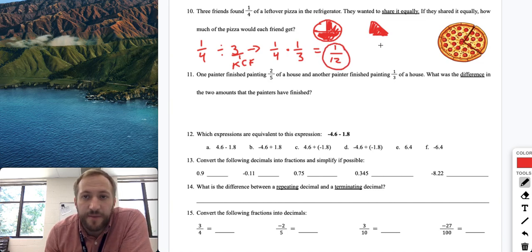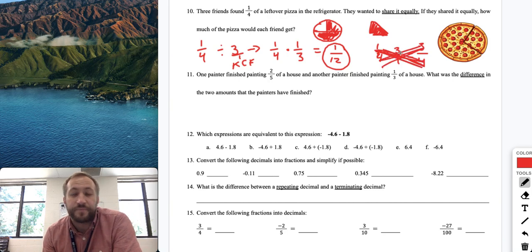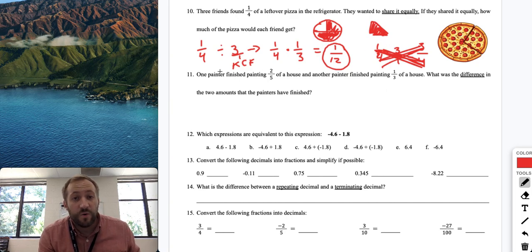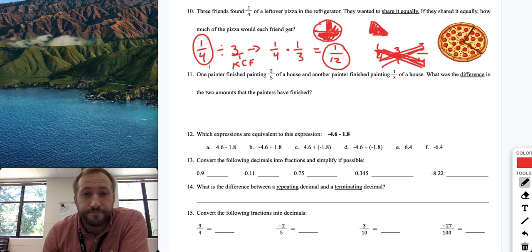Let's look and see what if I multiplied 1/4 times 3 over 1. What if I multiply these two instead? I'd get 3 over 4. Is that how much each friend would get of the pizza? No, that doesn't make sense. They only found 1/4 of the pizza. They couldn't have 3/4. It doesn't even make sense. Again, it's one of those things where your answer has to make sense. And this one, what comes first in your division problem has to be the thing that's getting split up, okay?